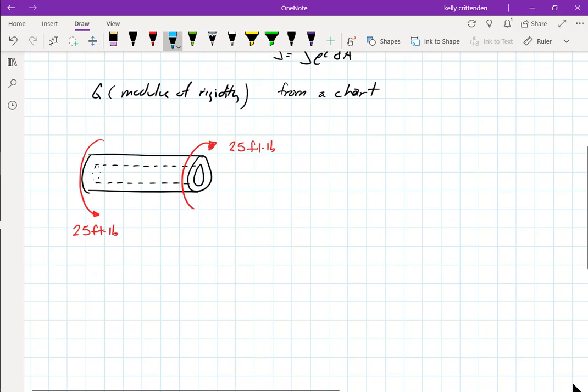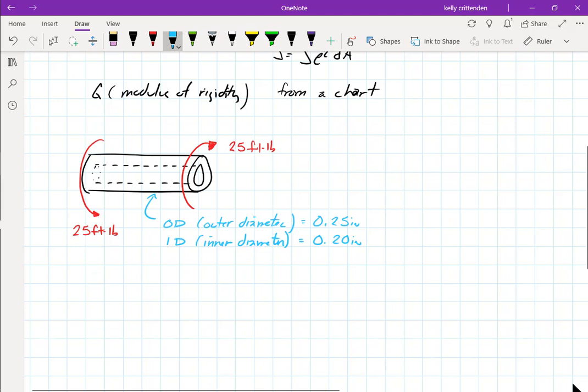Let's say that this thing has an OD, so that's outer diameter, and let's say that is 1/4 of an inch. And then it has an ID, so that's inner diameter, .2 inches.